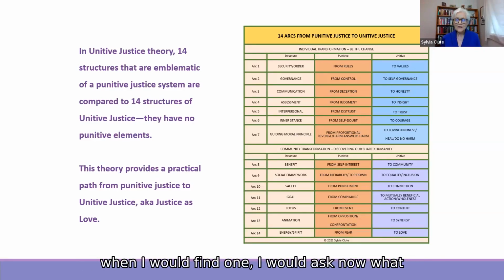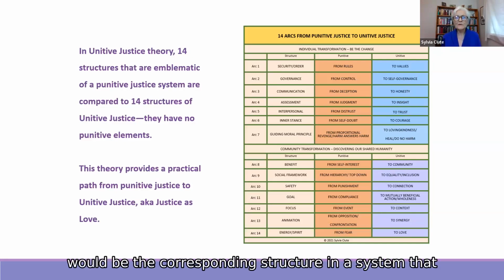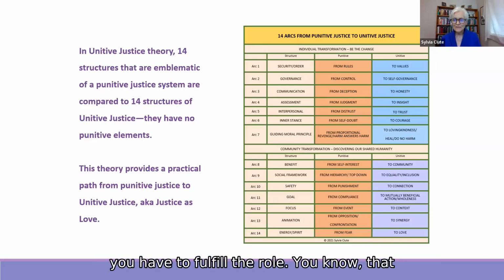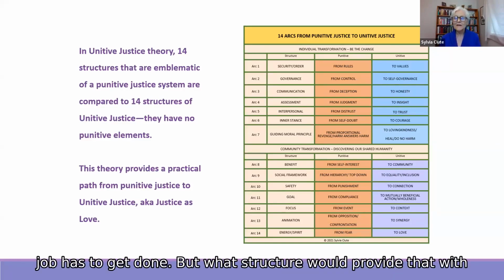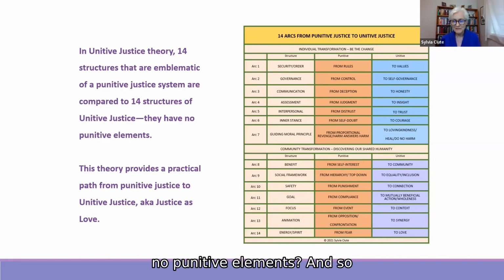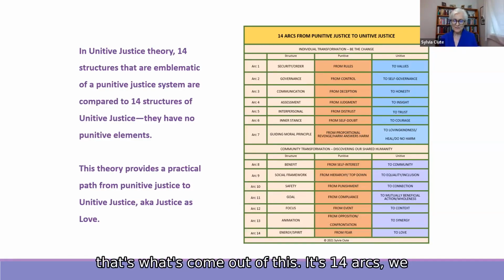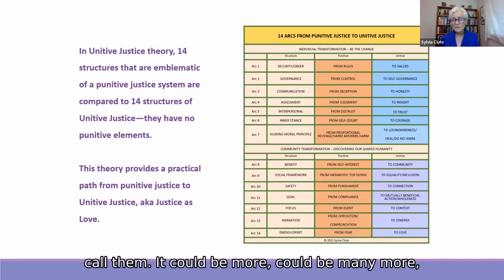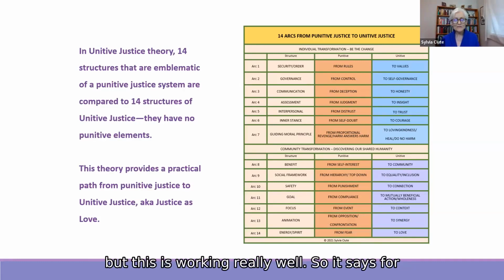And then when I would find one, I would ask, now, what would be the corresponding structure in a system that you have to fulfill the role? You know, that job has to get done. But what structure would provide that with no punitive elements? And so that's what's come out of this. It's 14 arcs, we call them. It could be more, could be many more, but this is working really well.